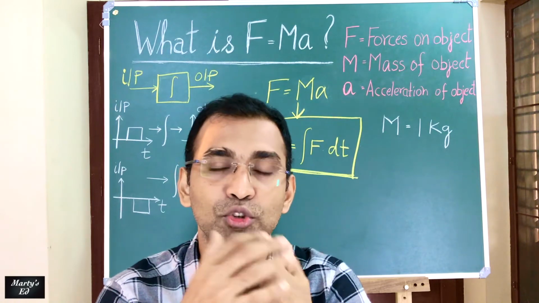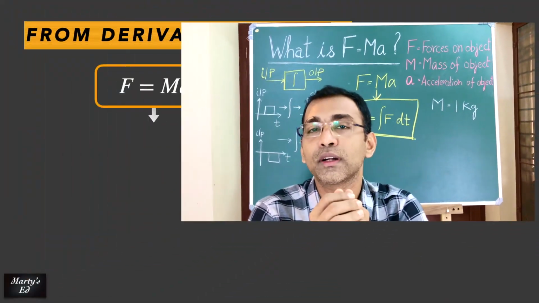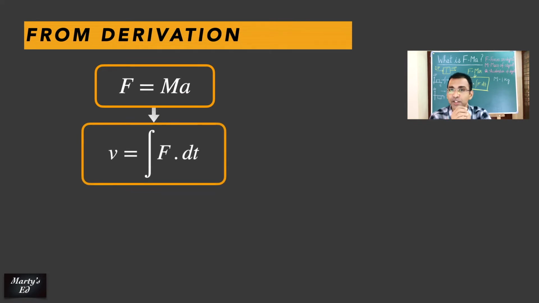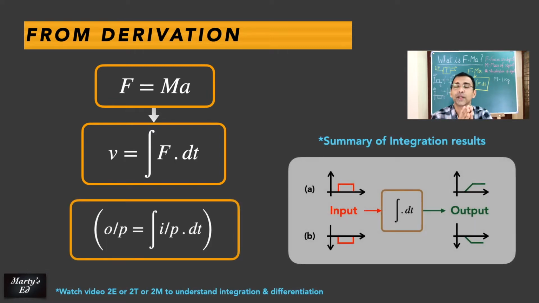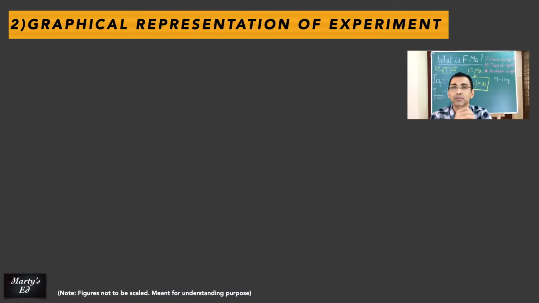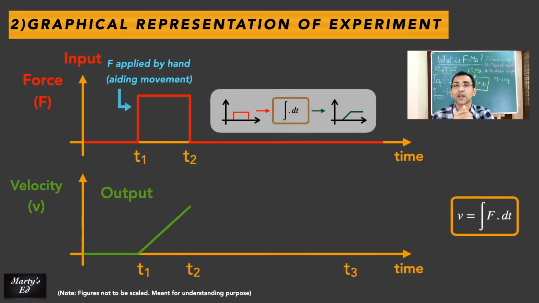Okay viewers, you saw the derivation and how you got v is equal to the integration of force for some time dt from F is equal to ma, and you saw the summary of how the output after integration varies according to the input. Okay, let's go to the graphical representation of the experiment that we did earlier. If you compare that with the summary, in the summary we said that if the input is a positive constant value for some time, the output is going to be a positive ramp and it is going to stay there for time infinity.